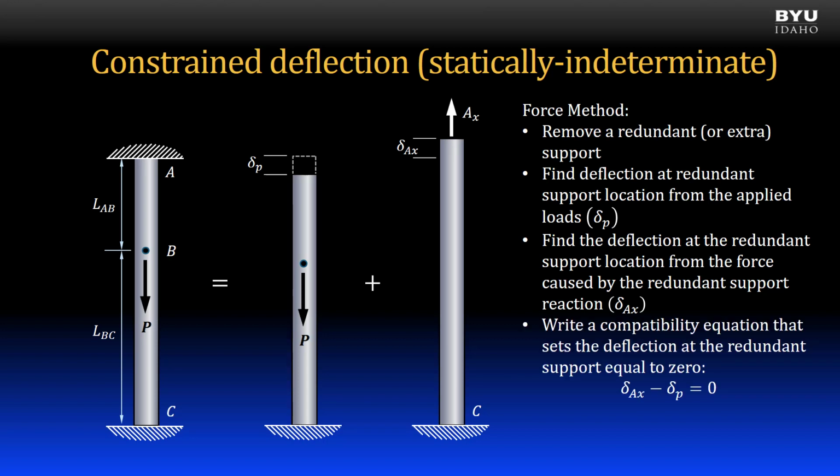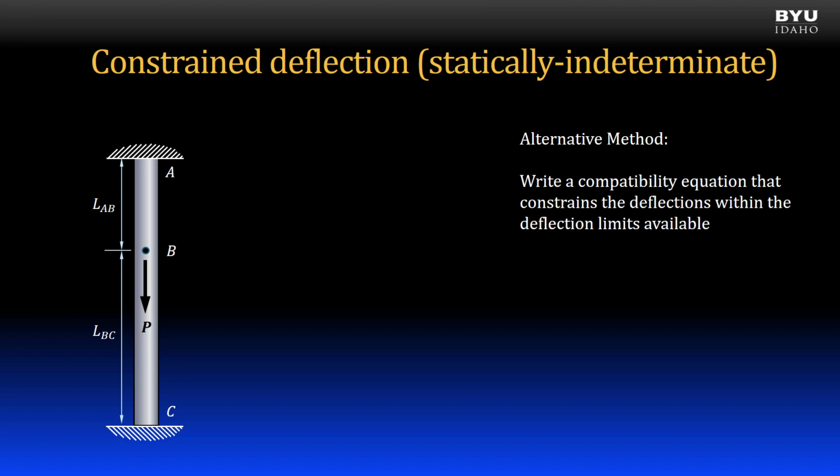Next, I write a compatibility equation that sets the deflection at the redundant support equal to 0. In this case, the deflection from support reaction AX and the deflection from the applied force P cancel each other out. So the sum of those two deflections is 0. Then we expand our compatibility equation by substituting in PL over EA for the two deflection values, using the corresponding loads, lengths, etc.